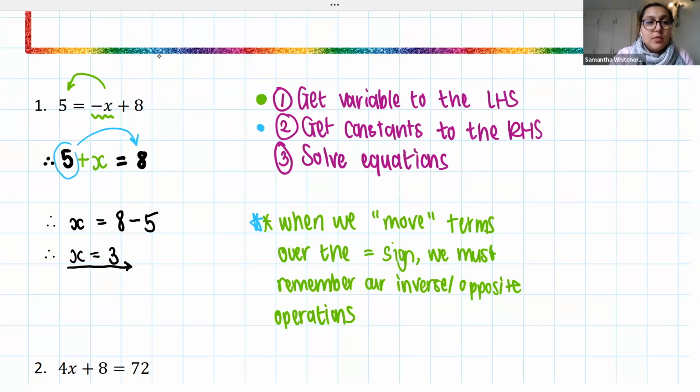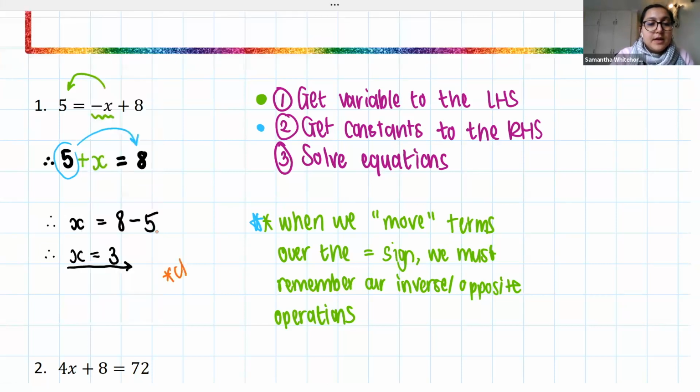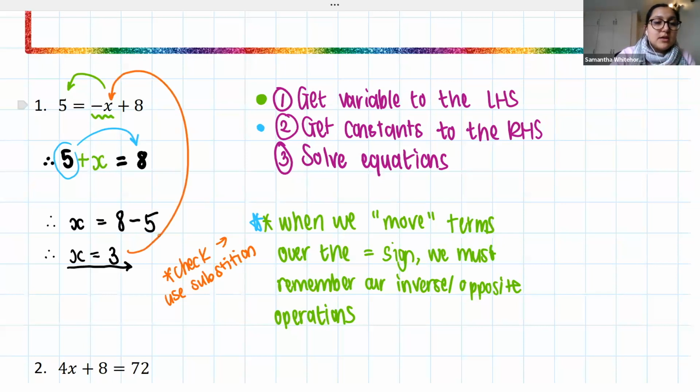Now grade 8s, remember when you are solving an equation, there is always a way to check yourself. And if you're going to check yourself, we use substitution. Basically, what that means is we need to take this x value and substitute it back into this original equation. So we would have 5 equals minus, and now we sub in our x value, so 3 plus 8. Minus 3 is negative 3, plus 8, we get 5 equals 5.